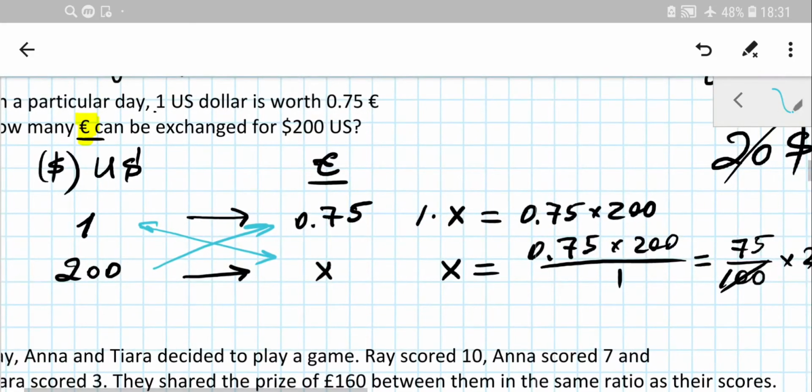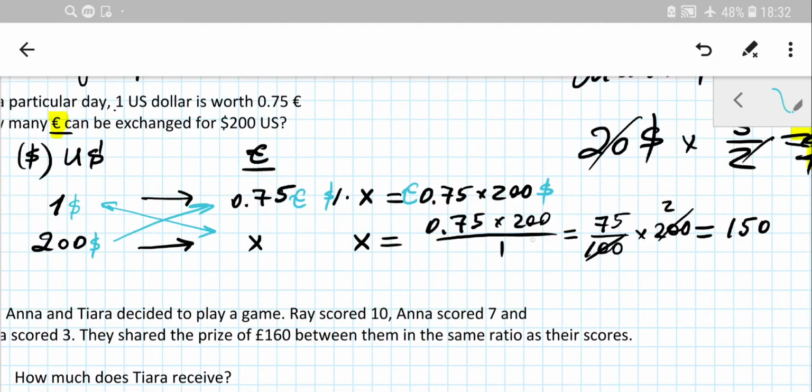Okay, so what we're going to do? We use $1, so we put dollar here, and $200 as well. So here we should use euros, and the final result should be euros for x, right? Because we're looking for euros. Let's check it. So we have $1 here, dollar, 0.75, that's euros, and 200, that's dollars again. So when we divide by 1, we actually divide by $1. So $200 here and 0.75 euros.